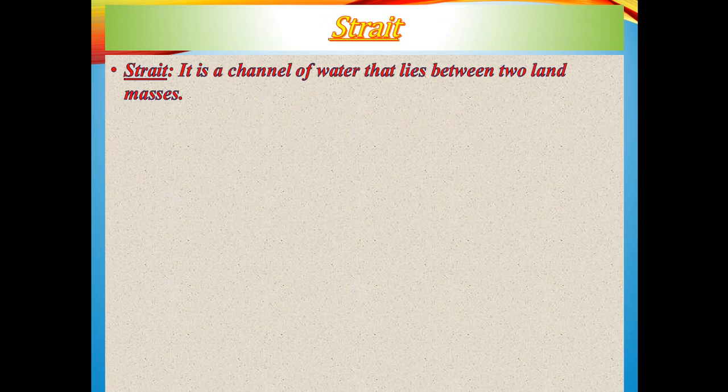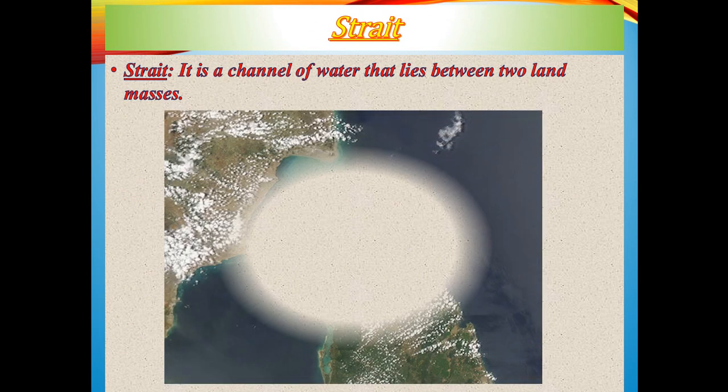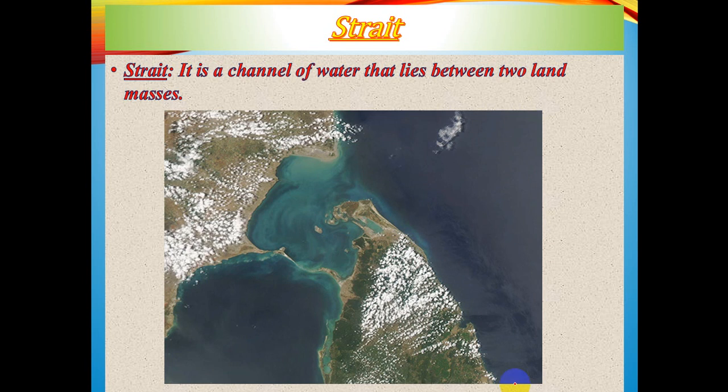Next, strait. Please don't get mistaken with the spelling. The spelling is correct. Here the strait does not mean a straight line. It is a feature, a channel of water that lies between two landmasses. See, this is India, and this is Sri Lanka. Now you can see a narrow channel-like structure that is joining the two landmasses.